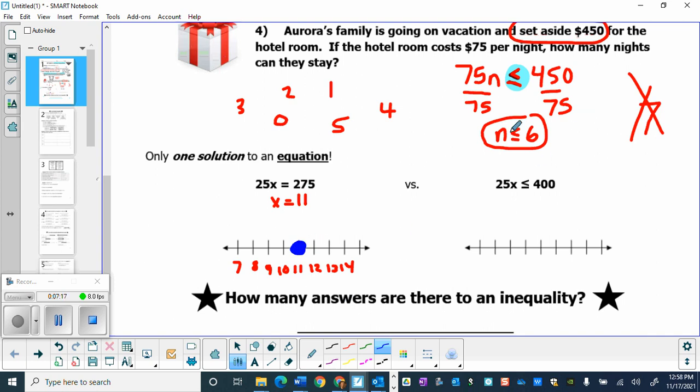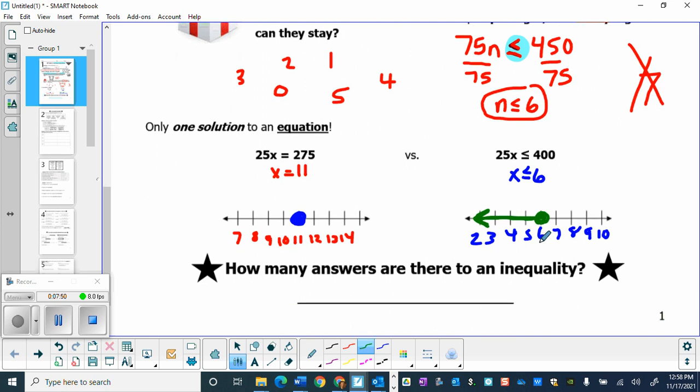Now, for the problem about budgeting and going on vacation, when we got this answer, we said that x was less than or equal to 6. So this time I'm going to put a 6 on my number line and just build around it. That would be a 7, an 8, a 9, and a 10. Then this would be a 5, a 4, a 3, and a 2. And this time I'm saying it could be 6. You could stay for 6 nights, or you could stay for 5, 4, 3, 2. And this now shows the solution to the inequality.